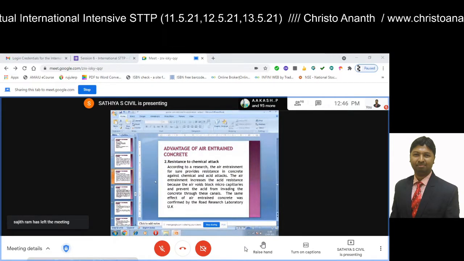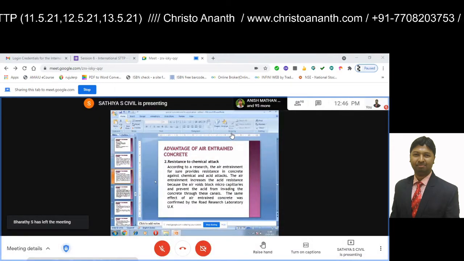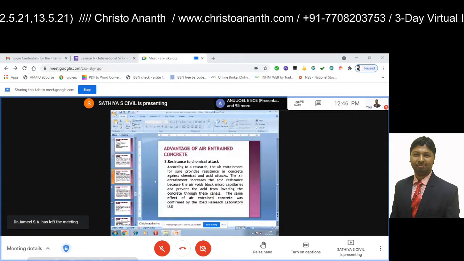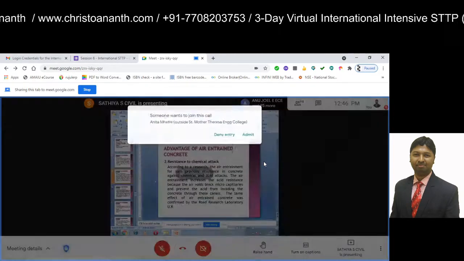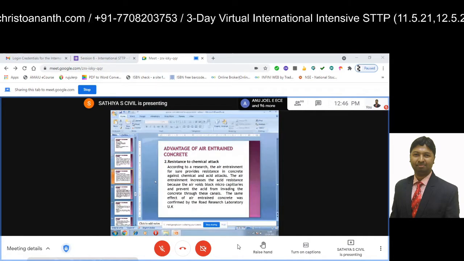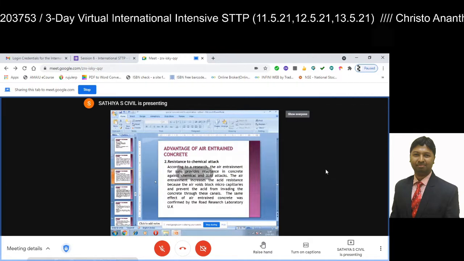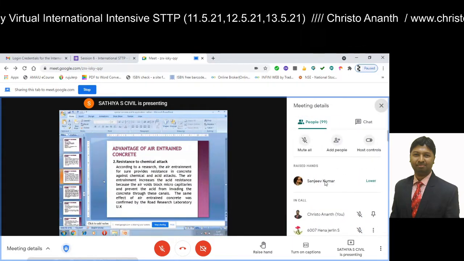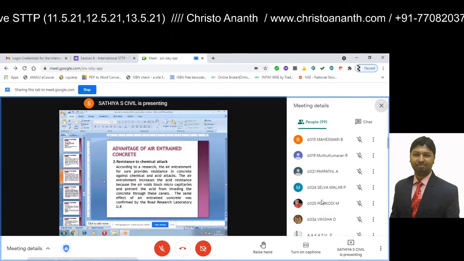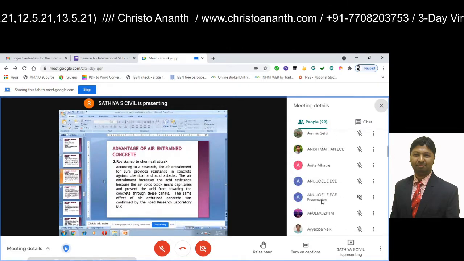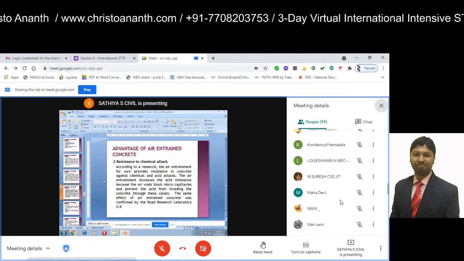According to research, air entrainment for sure provides resistance in concrete against chemical and acid attacks. The air entrainment increases the acid resistance because the air voids block microcapillaries and prevent the acid from invading the concrete through these canals. The porous space or microcapillaries will be blocked in the air entrained concrete with the help of air. So the chemicals will not easily enter the concrete. Thus, we can avoid the chemical attack. The same effect of air entrained concrete was confirmed by the Road Research Laboratory in the United Kingdom.